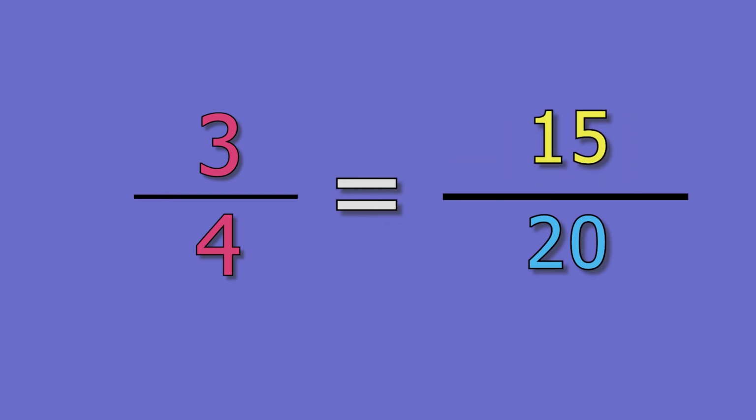So 15/20 and 3/4 are equivalent. And that's how we know if you wanted to eat 3/4 of that cake, you would have to eat 15 slices.